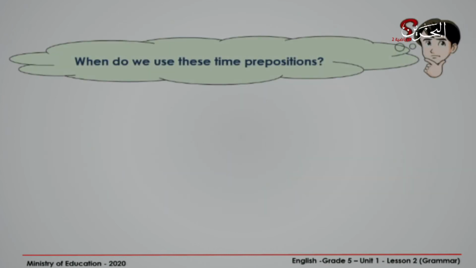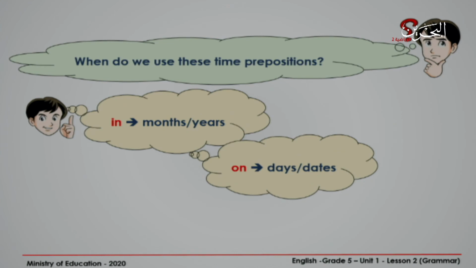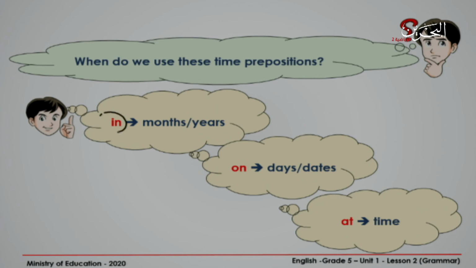When do we use these time prepositions? We use in for months and years. We use on for days and dates. We use at for time. One more time. We use in for months and years. We use on for days and dates. And we use at for time.